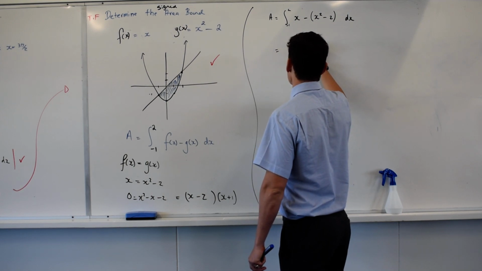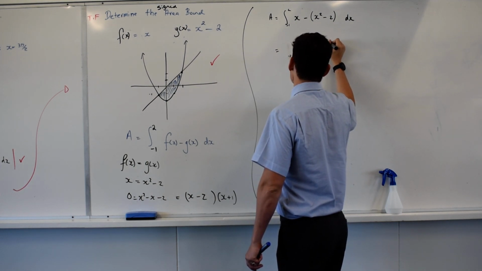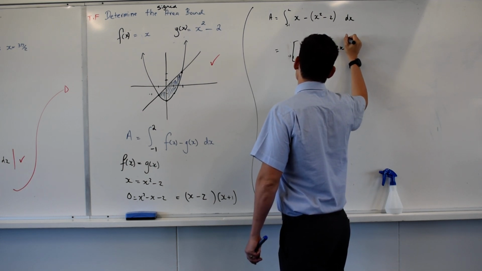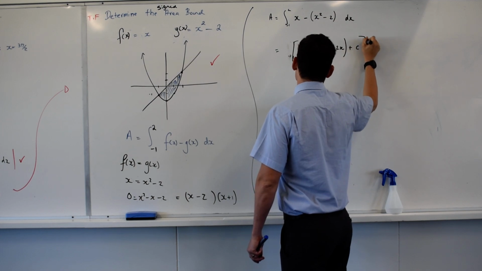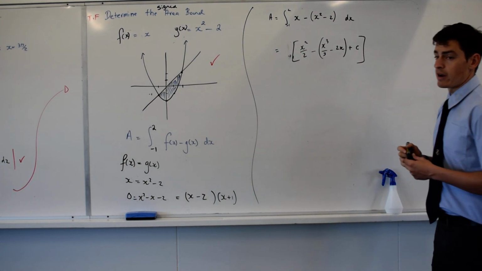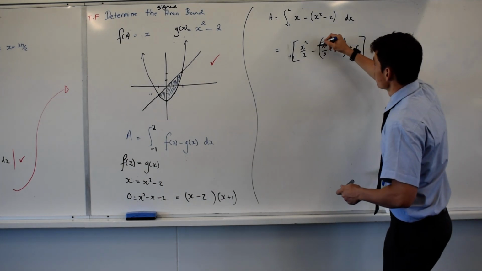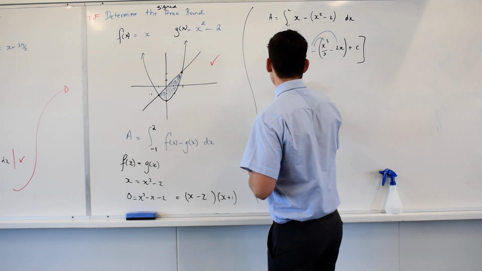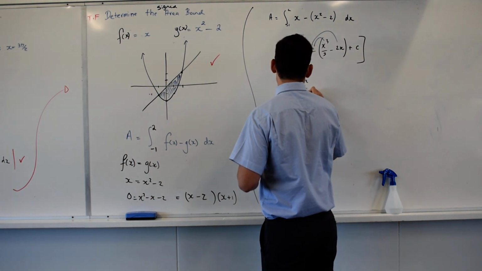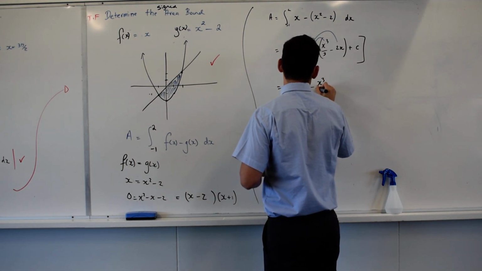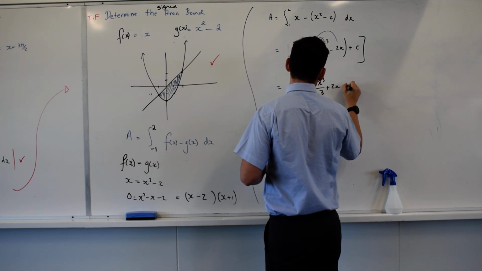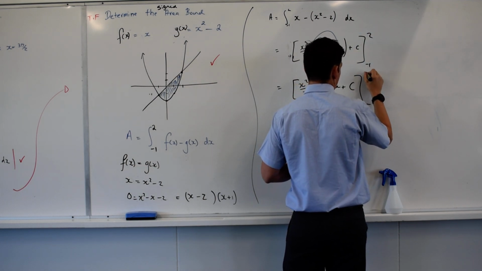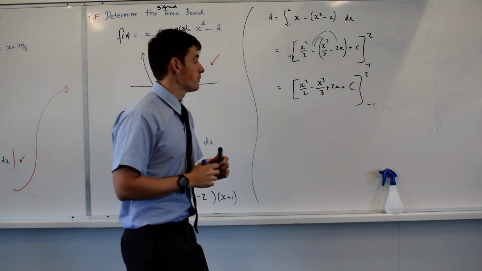Square brackets, x squared over 2 minus x cubed over 3 minus 2x plus c. Why do I need those brackets there? Negative's got to go into both, correct? So our final thing should be x squared over 2 minus x cubed over 3 plus 2x plus c. I forgot to put my bounds. And now I simply shove my values in.